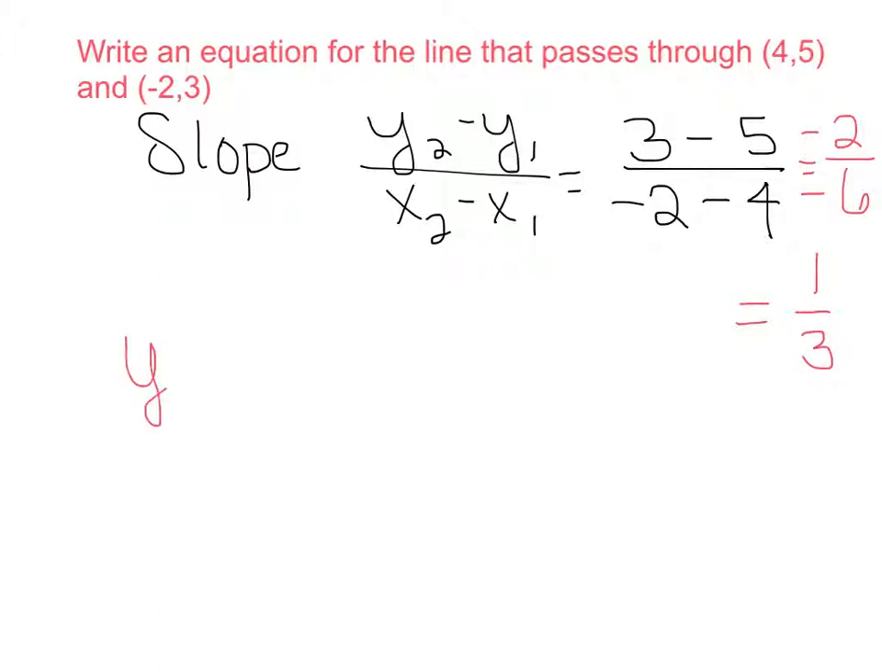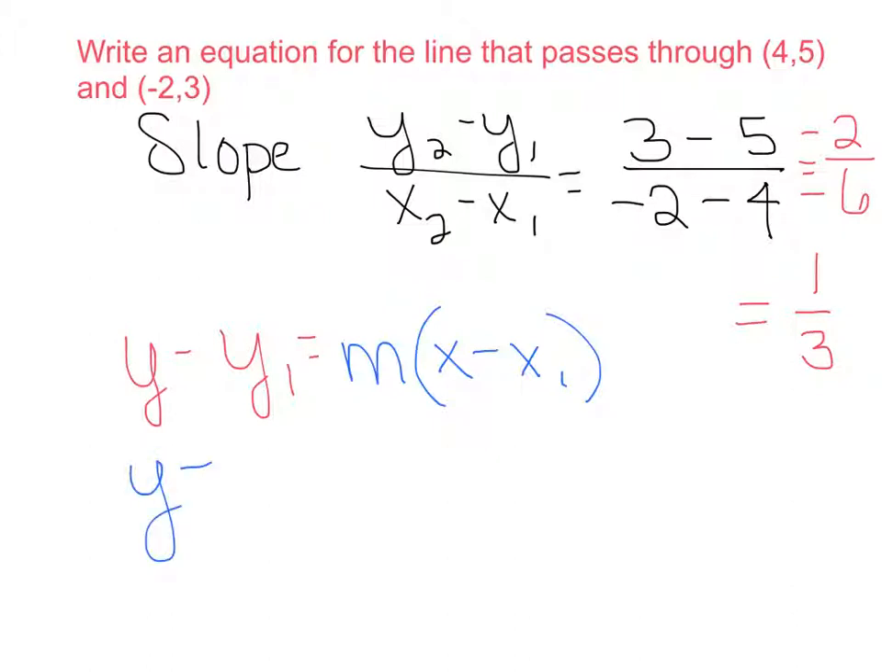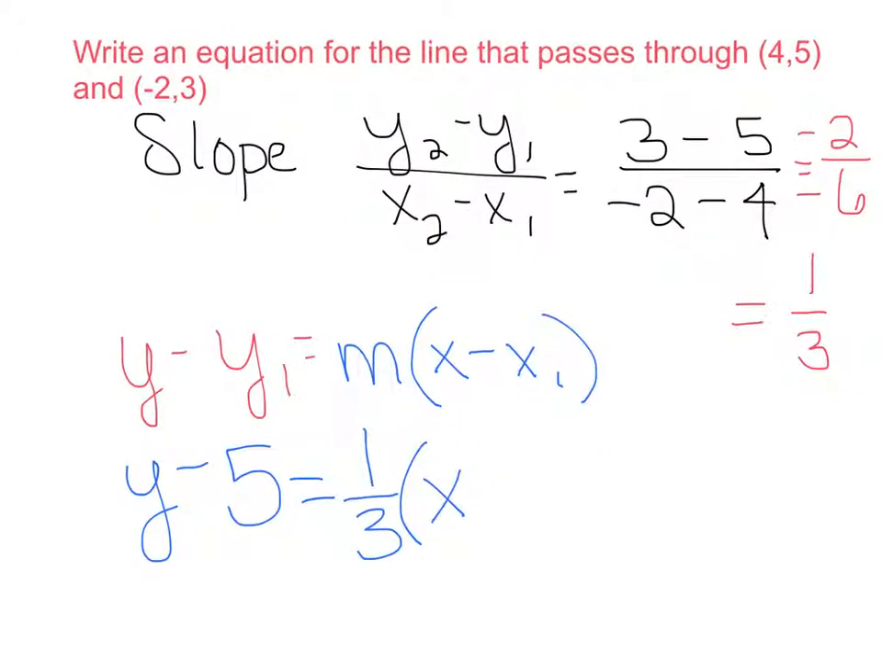So now I have my formula of y minus y1 equals m times (x minus x1). So my y stays the same. My y1 is 5, equals m, my slope of 1/3, times (x, and then my x1 was 4, so we would say minus 4). Now you could leave it in this form, or you can write this in slope-intercept form, which we will see next.